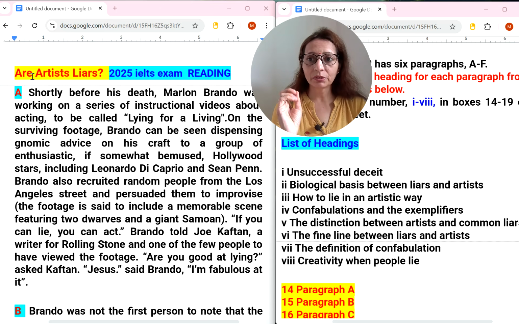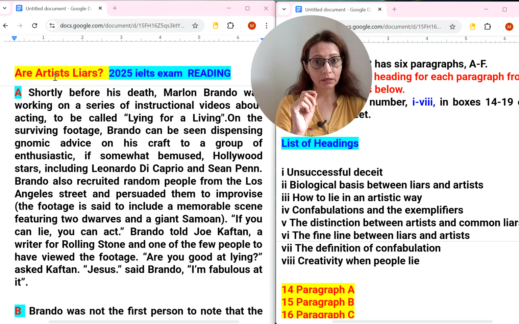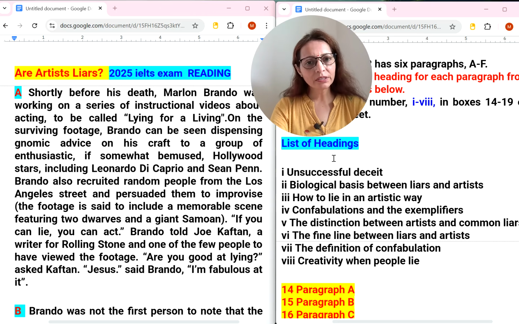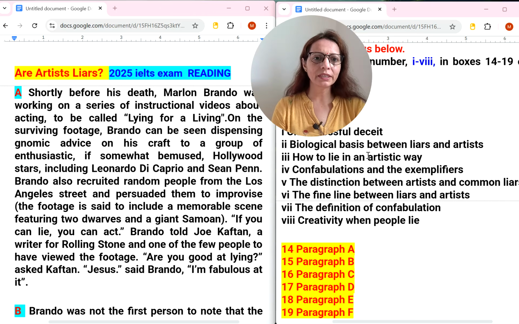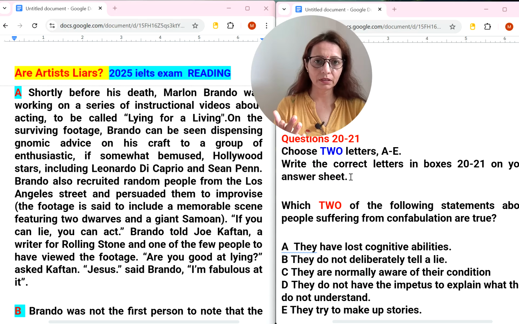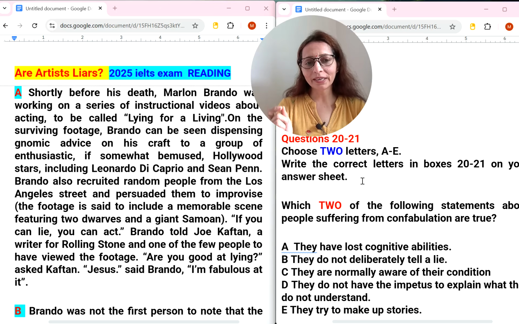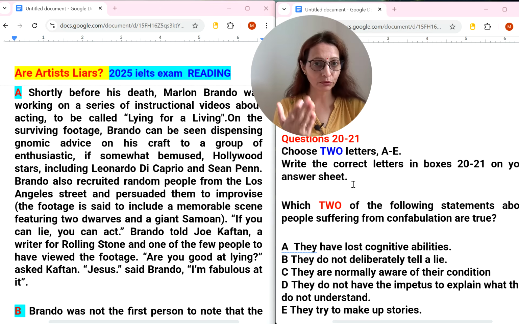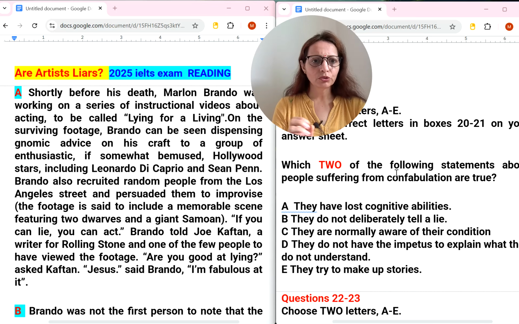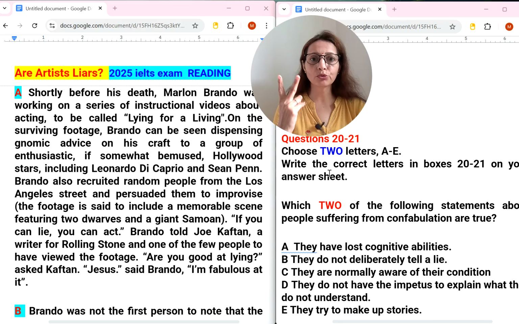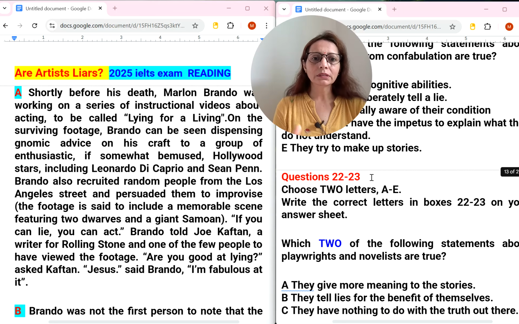So I have understood the meaning of this reading title. Are artists liars? Okay. So the first type of question here is list of headings. Second type of question I can see here. Till the time I do my list of headings, you can text me in the comment section what type of question this is. Choose two letters A to E, and which two of the following statements. So this is the question. We have to select two options out of five options. Questions 22 to 23 are also the same kind of questions.